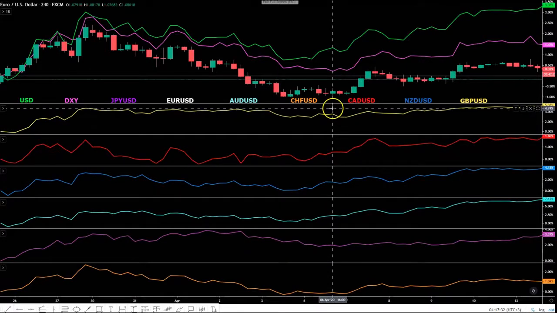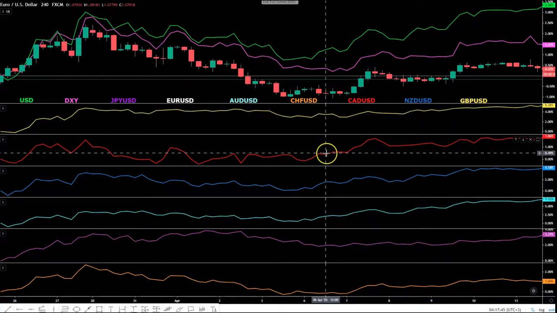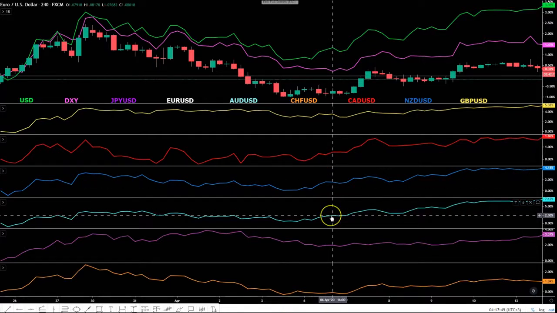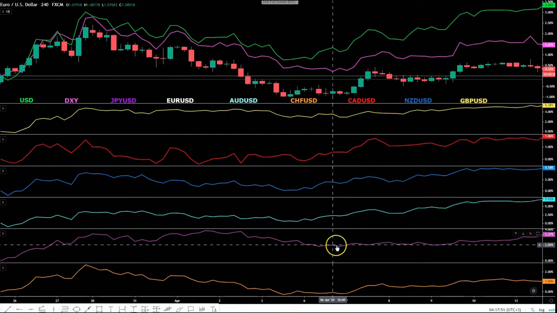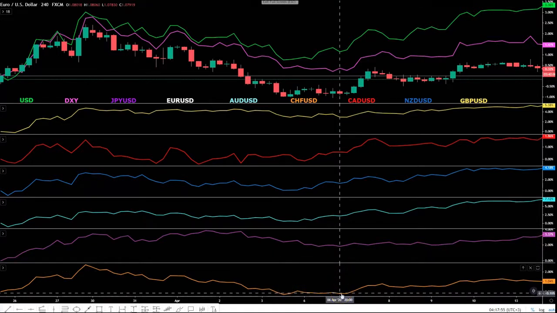And now in the following panes at the bottom, I'm just going to go from top to bottom in this order: GBP US dollar, Canadian US dollar, New Zealand US dollar, Australian US dollar, JPY US dollar, and last is the CHF, or Swiss franc US dollar.